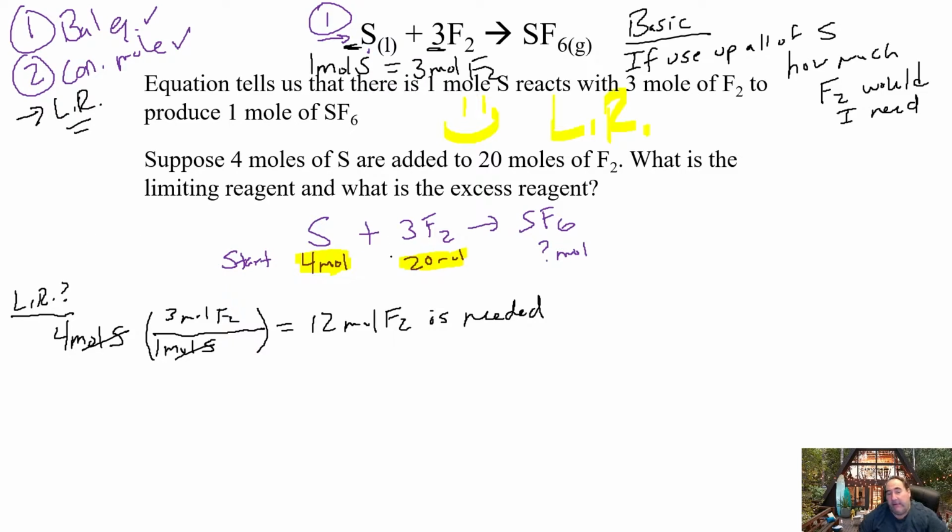So I'm basically figuring out in this little calculation how many moles of F2 is needed to completely use up the moles of sulfur. So basically what you're doing is figuring out, okay, I got 2 reactants. If I want to use up one completely, how much of the other one do I need? So what do I do with this piece of information? This is where our starting amount is really important. We're going to compare how much is needed of the F2 to how much I am starting with.